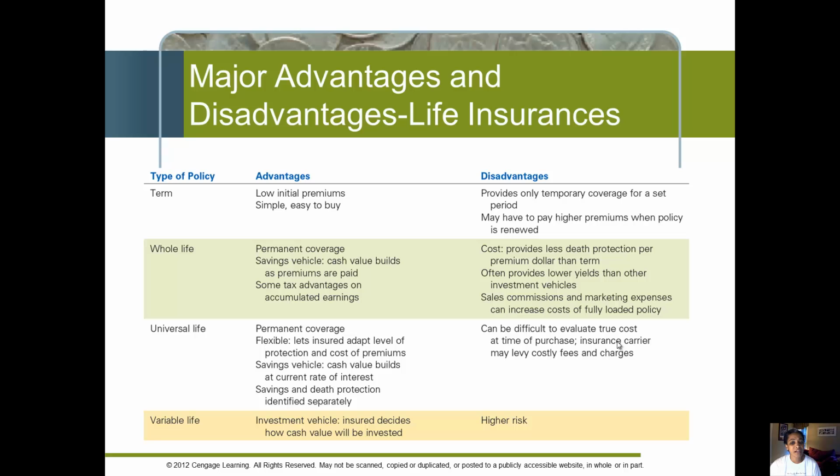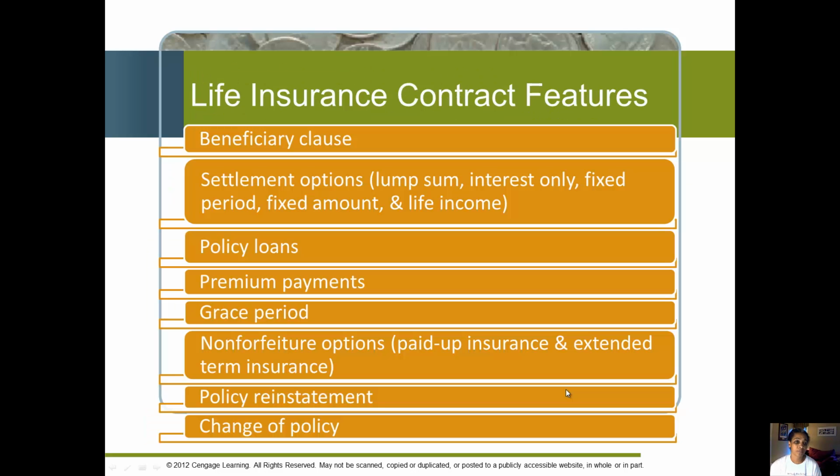So as you can see on the disadvantage side, they're getting more complicated as we go from term to the whole and the universal and the variable life. So it's a little bit difficult to evaluate them because of those complexities, and they start to get a little bit riskier as well. So the features that would be included in a life insurance policy are the beneficiary clause.